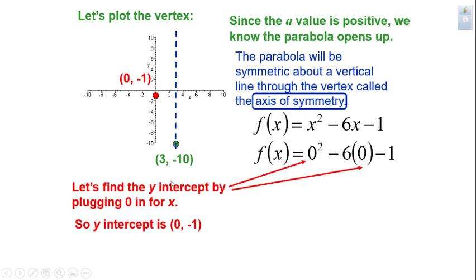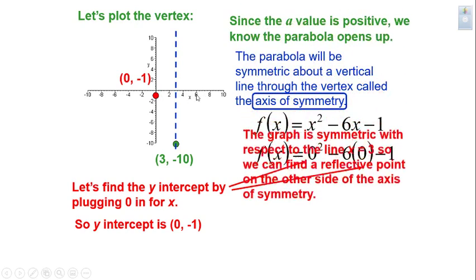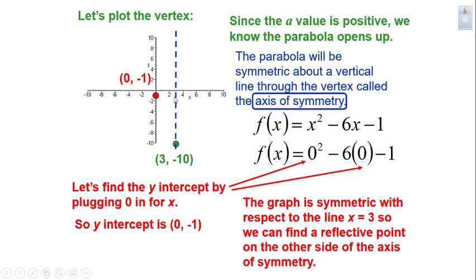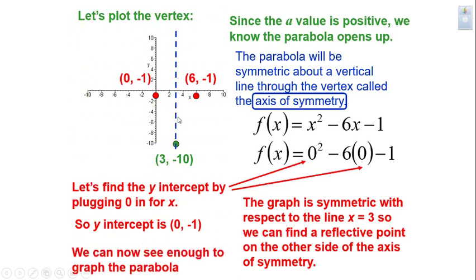Since the graph is symmetric about the line x equal to 3, if I go 3 units to the left and plug in that x-coordinate, I will get the same answer as if I go 3 units to the right and plug in that x-coordinate. So 3 units to the right of x equal to 3 is the point x equal to 6. When I plug in 6, I should also get -1. Let's see. 6 squared is 36, minus 6 times 6. 36 minus 36 is 0, minus 1 is -1. So the graph is going to give us the same result on either side. So now we have enough to draw the parabola.